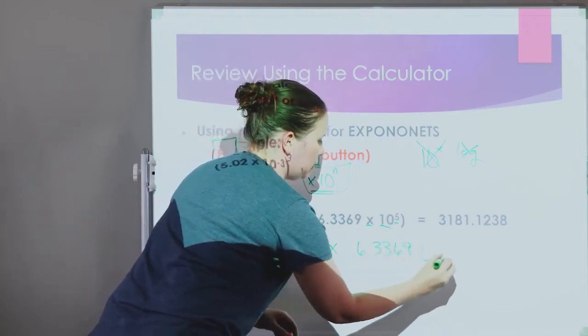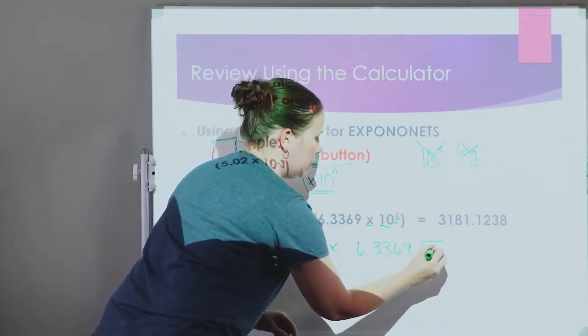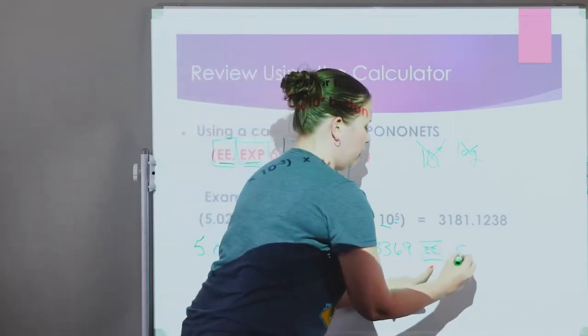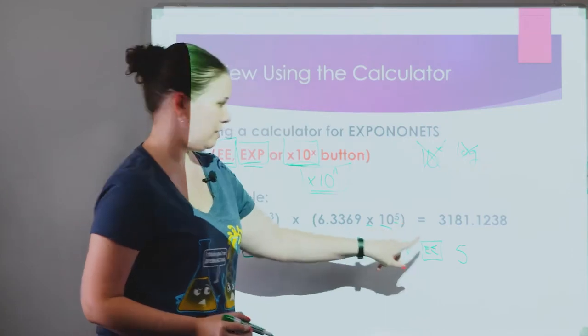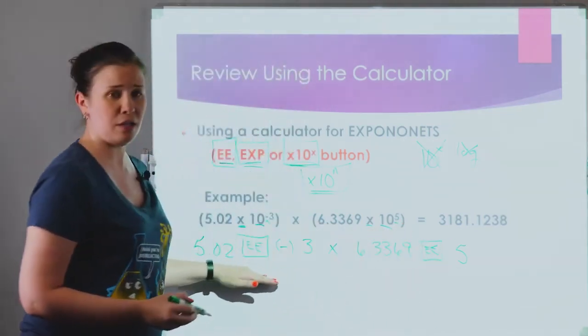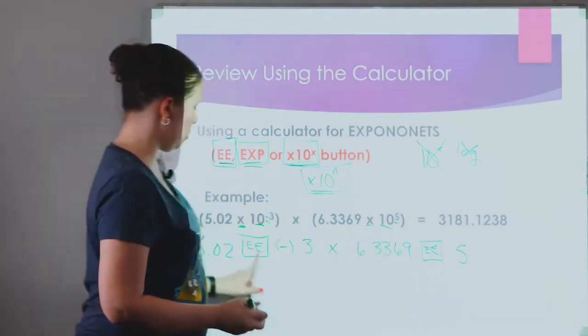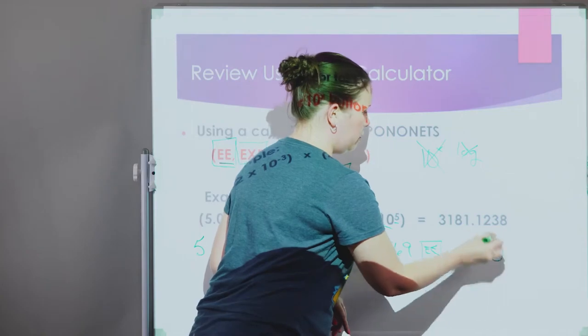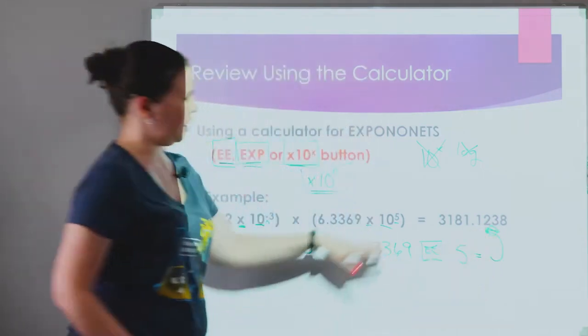So I'm going to use that scientific notation button again, the double E key. And then I'm just going to hit my 5. So notice how this is a positive exponent. I don't need to type the negative, and I don't need to type the caret, the times, the 10. All of that is wrapped up in this special button. And then ideally when you hit enter, you're going to get this 3,181.